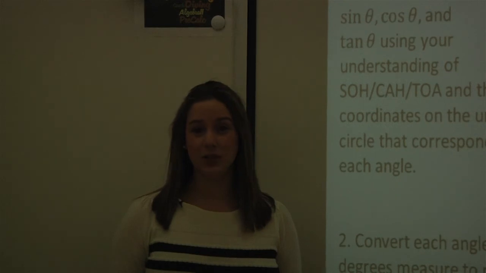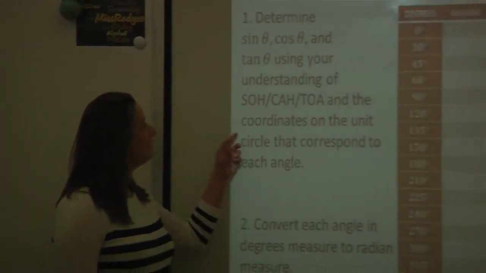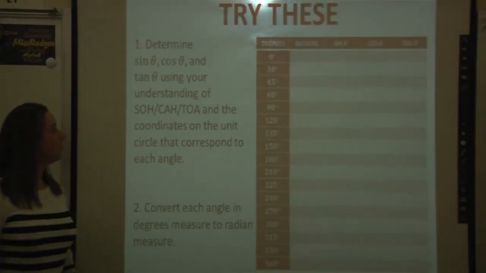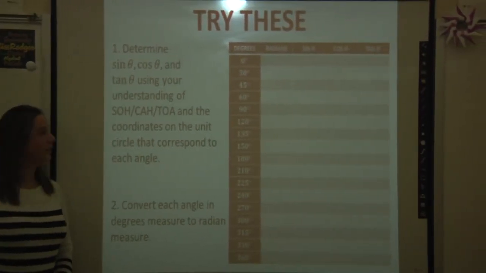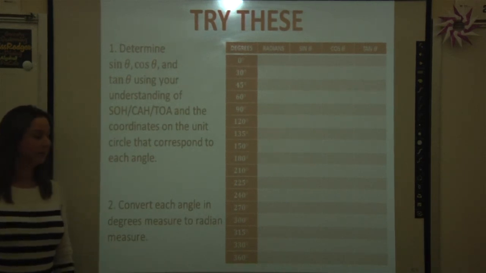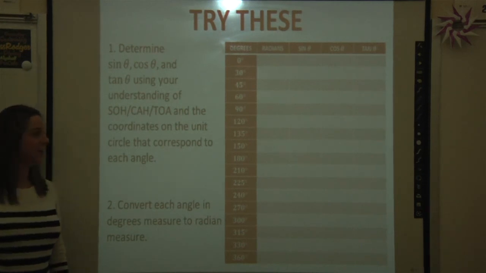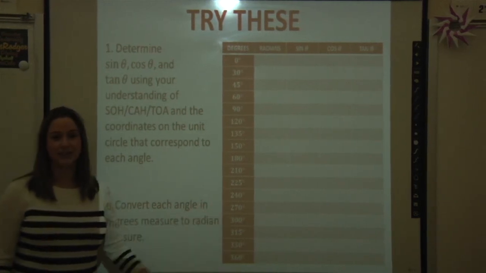After examining the unit circle and trigonometry, try these. Determine sine, cosine, and tangent using your understanding of SOHCAHTOA and the coordinates on the unit circle that correspond to each angle. Then convert each angle in degree measure to radian measure. Map out this chart and we'll discuss this tomorrow.